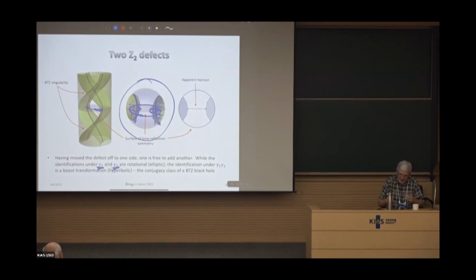And what is the characteristic of a BTZ black hole? It's that the holonomy around this is conjugate to a boost. That is, it's a hyperbolic element of SL2C rather than an elliptic rotational element. Okay. It turns out that for any finite separation of any Z_k defect, you always make a BTZ black hole. The product of the individual transformations is always in the conjugacy class of BTZ black holes. Okay. So here it is for Z2.